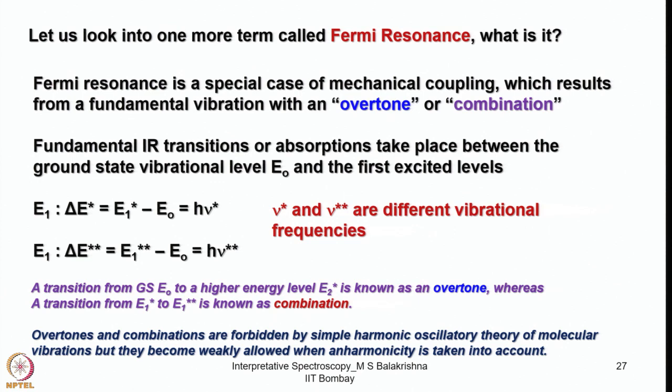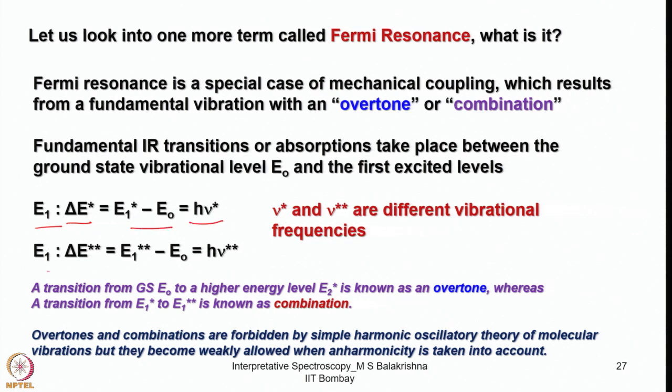Fermi resonance is a special case of mechanical coupling which results from a fundamental vibration with an overtone or combination. Now, I will tell you what is overtone and what is combination. Fundamental IR transitions or absorptions take place between the ground state vibration level E0 and the first excited level. For example, I can say delta E equals E1 minus E0, that equals h nu naught.